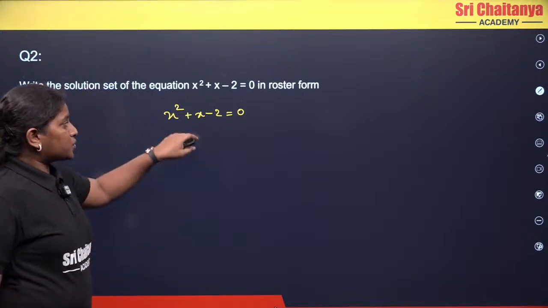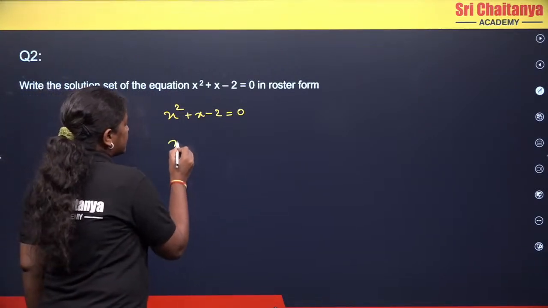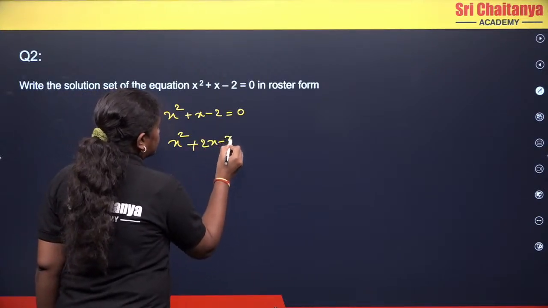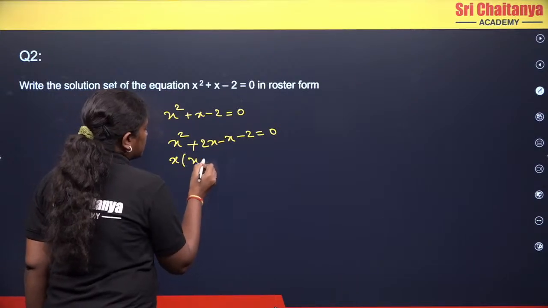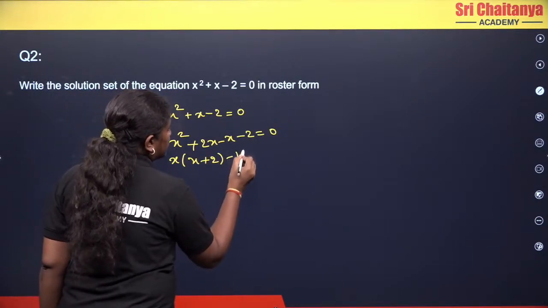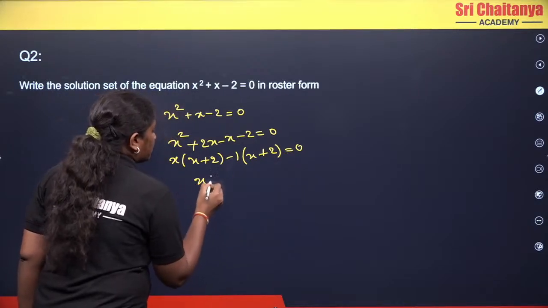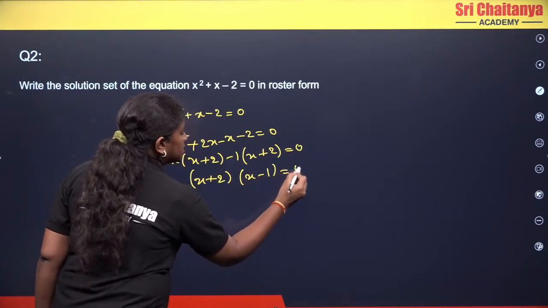Now let's do the factorization in order to get the solutions. It can be taken as x square plus 2x minus 2 equals to 0. If I am taking x common, so x plus 2 and minus 1 common, x plus 2 equals to 0. So I am taking (x plus 2) into (x minus 1) equals to 0.